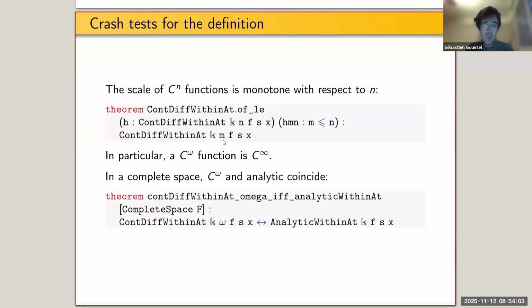Another thing: there was this weird game that if the space is not complete, I had to require that the function was analytic, but also that it had a sequence of successive derivatives which were also analytic. If the space is complete, this issue disappears, and being, say, C omega is equivalent to being analytic. So it's a good sanity check.